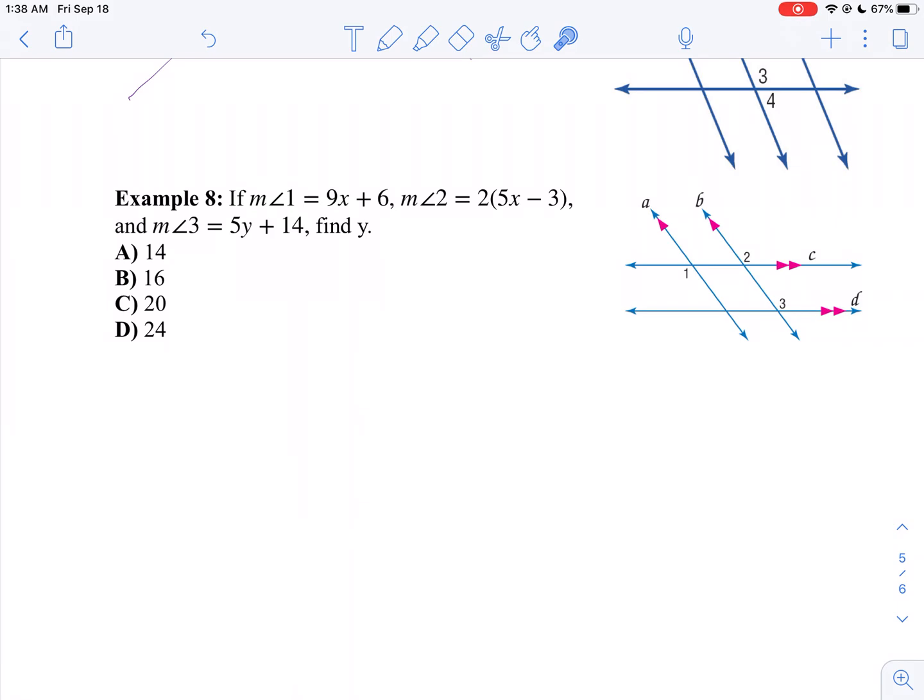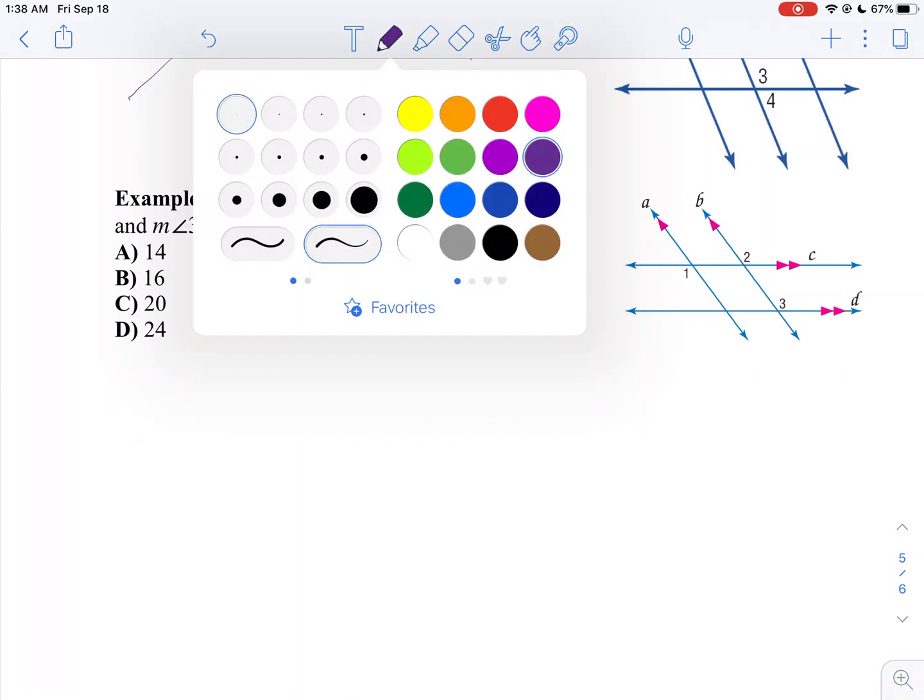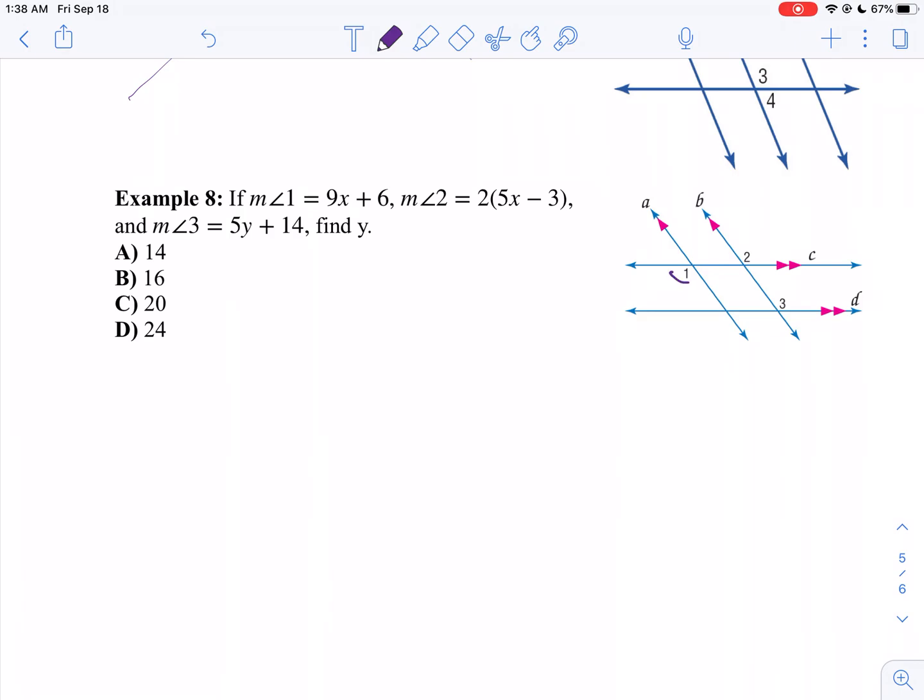So let's start with angle 1 and angle 2. Notice we got some parallel lines here. A is parallel to B. C is parallel to D. What's the relationship between 1 and 2? Well, 1 and 2 are alternate exterior angles. So since they're alternate exterior angles, I know they're congruent. So we know the measure of angle 1 equals the measure of angle 2. So we're going to say 9x plus 6 equals 2 times 5x minus 3.